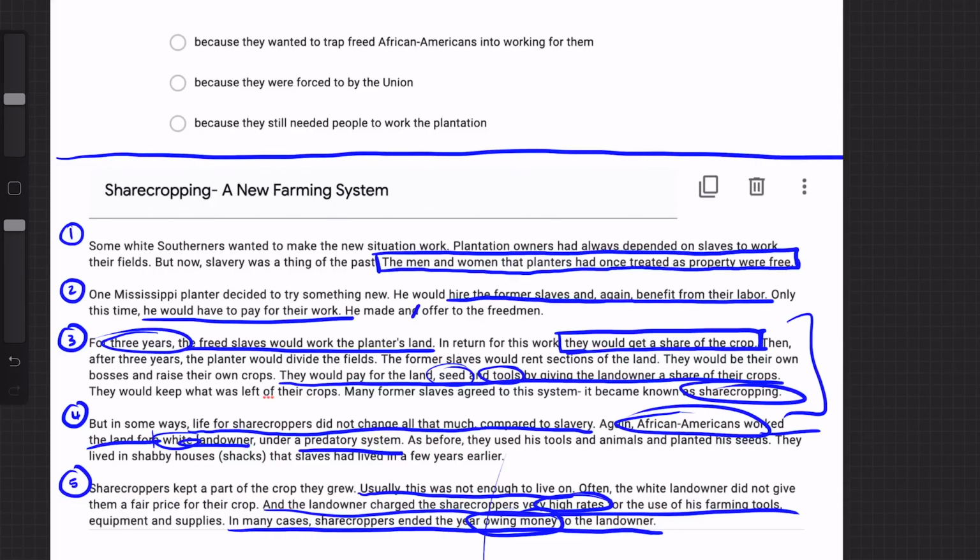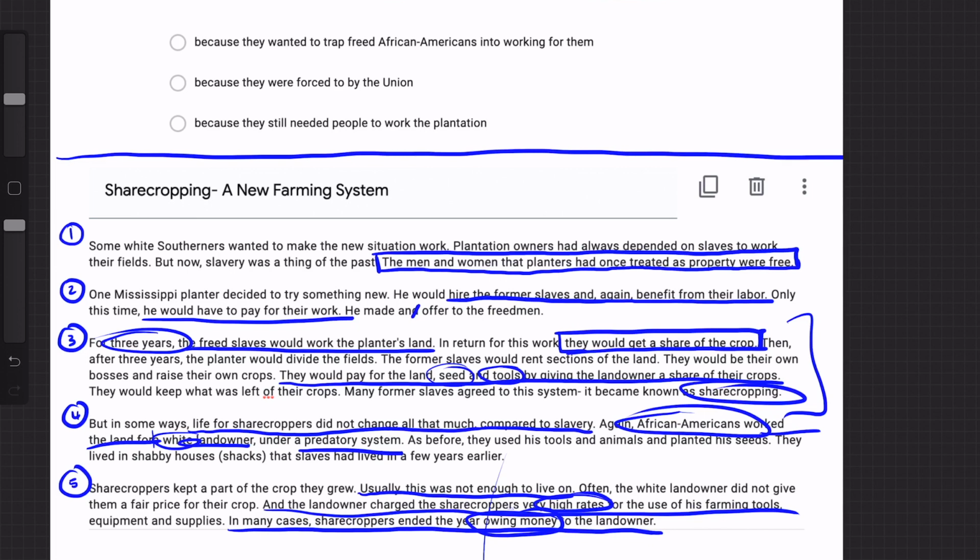Okay, so here's the first question. According to the reading, why did white Southerners need to create a new farming system? Did they want to trap freed African Americans into working for them? I don't think the purpose of the new farming system was to trap them. I think it was to create a system for work.